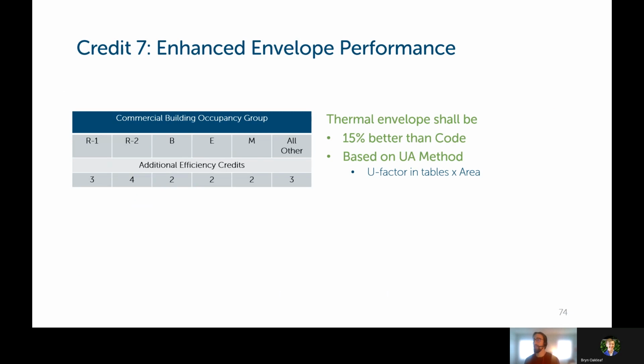The seventh option is advanced envelope performance. So if the thermal envelope of the building is basically all around 15% better than the code requirements, you can claim these savings. And that's based on the UA method. So the U values of that are stated in the code multiplied by the area of those different envelope components.